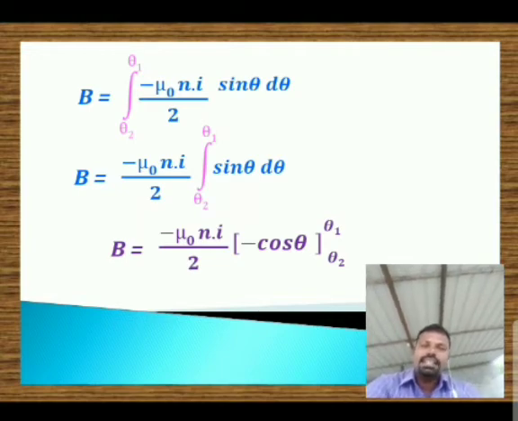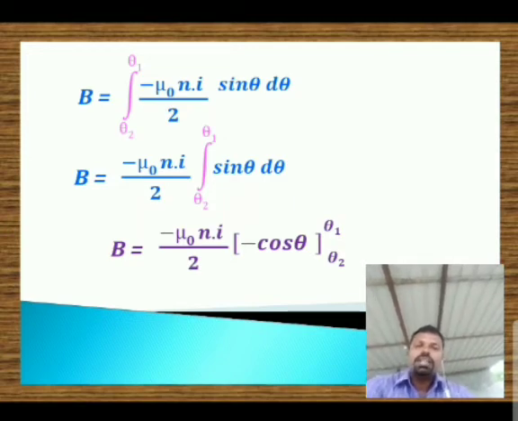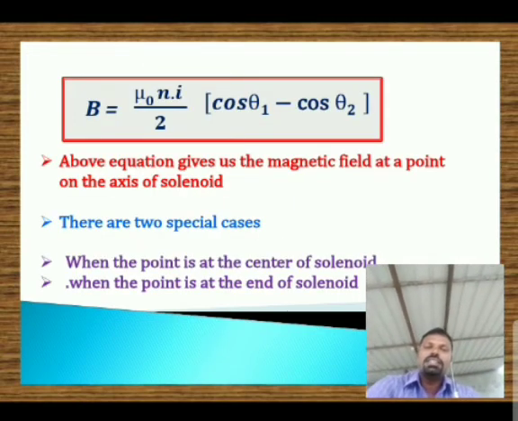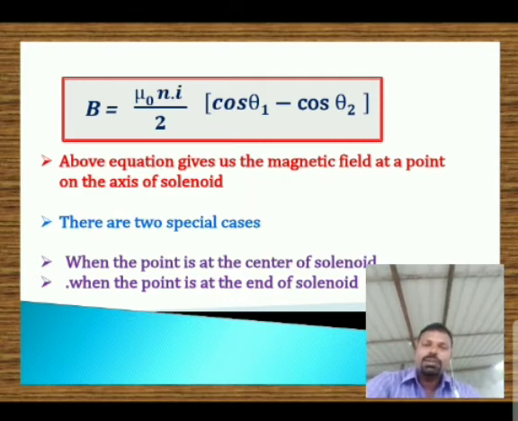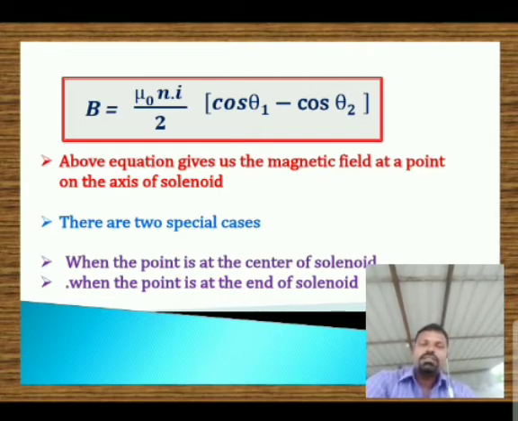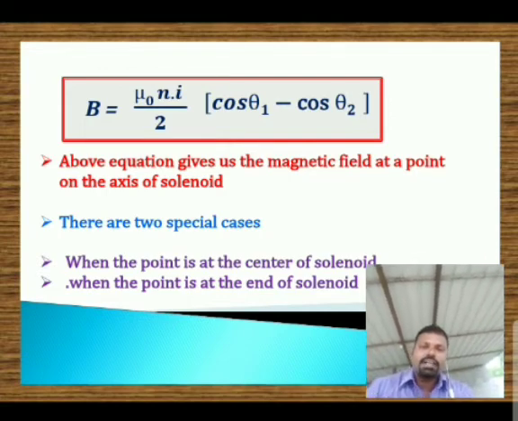If you integrate sin theta, you will get minus cos theta, with limits theta 1 to theta 2. Now substitute these two limits, then you will get B is equal to mu naught nI by 2 into cos theta 1 minus cos theta 2. This is the equation to find out the magnetic field at a point on the axis of the solenoid.